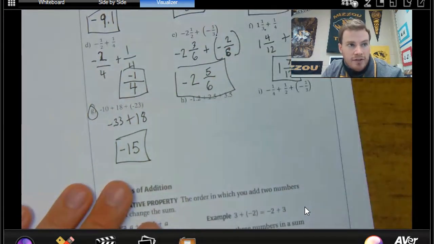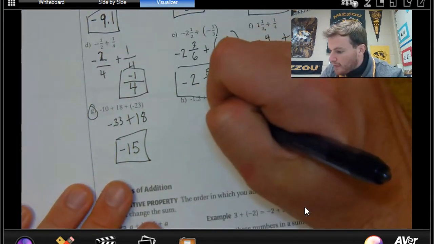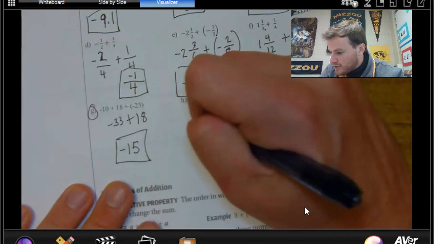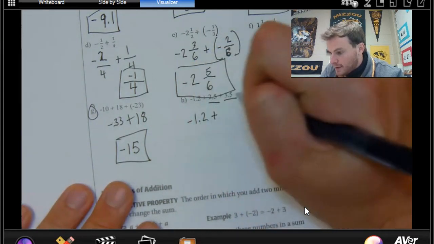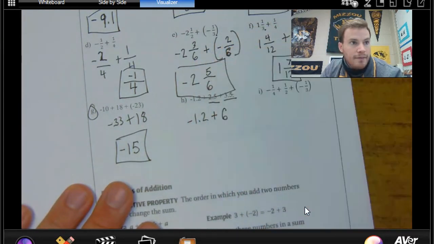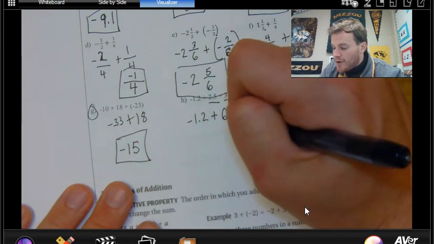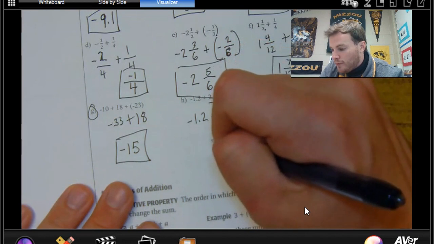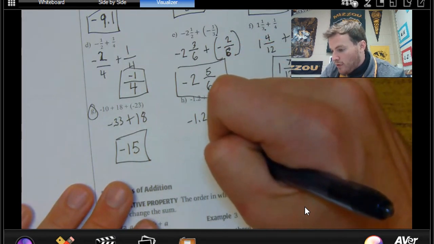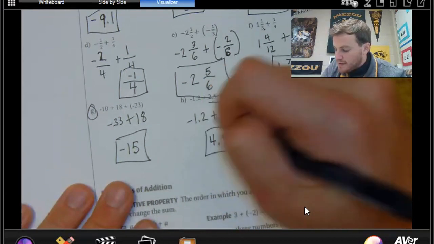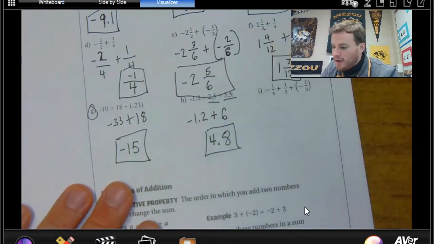Okay, on H, we can add like signs first, so the 2.5 and 3.5. So it's negative 2 plus, okay, halves equal a whole, so equals 6. Okay, larger number is that 6. 6 minus 1.2 is 4.8, and it stays positive because the 6 is a larger absolute value than negative 1.2.